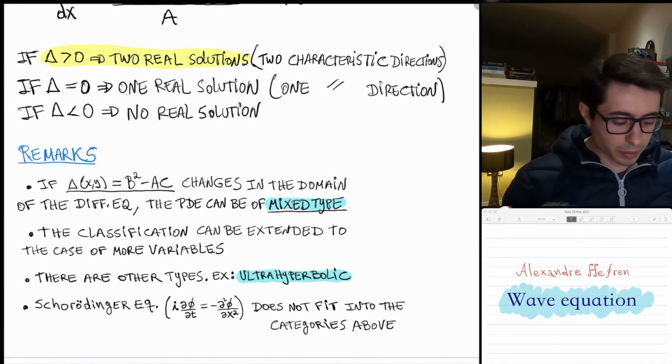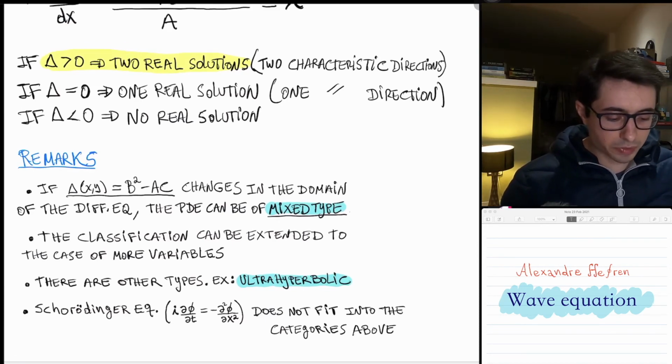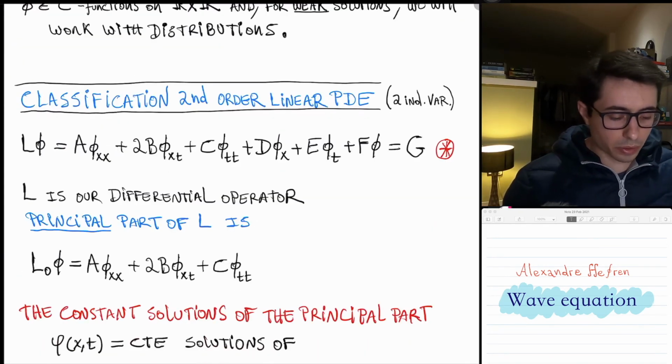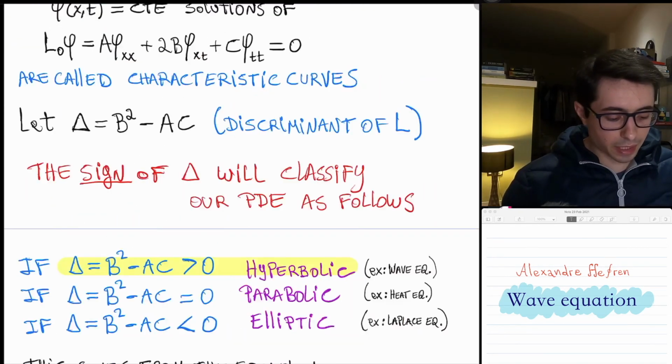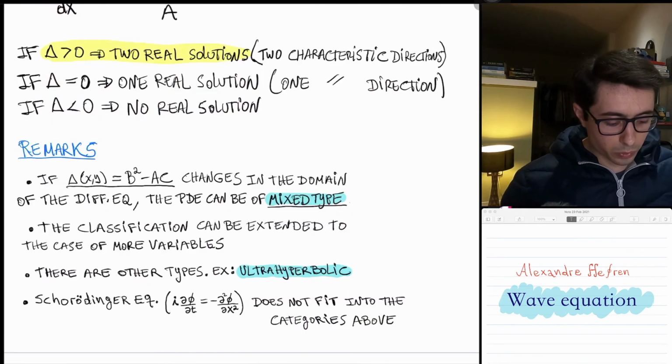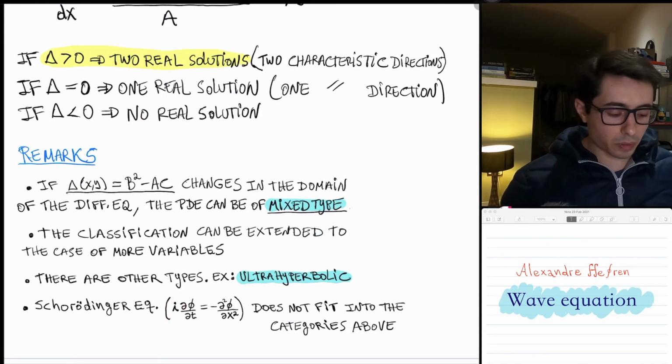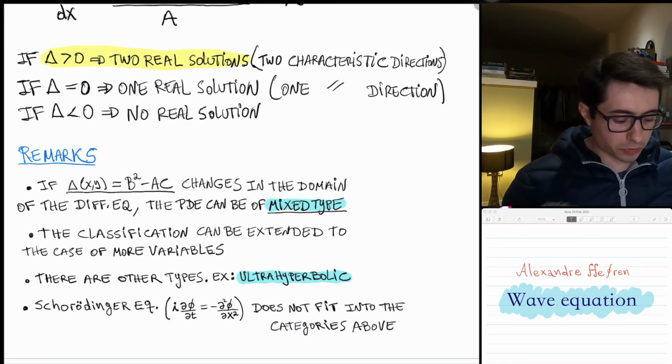Particularly because when we talk about this classification, we're talking about constant real coefficients. And in the case of the Schrödinger equation, we would have something here which is i, so it's complex, and we don't have these real characteristic directions, so it does not fit above.